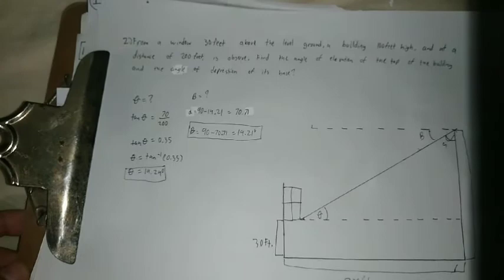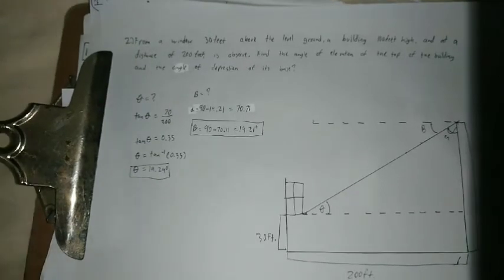So let's move to problem number 2. So here, from a window 30 feet above the level ground, a building 100 feet high and at a distance of 200 feet is observed. Find the angle of elevation of the top of the building and the angle of depression of its base. So theta is equal to question mark, and also beta is equal to question mark.